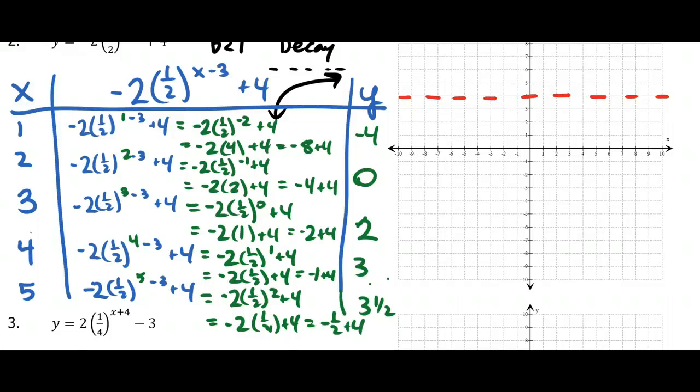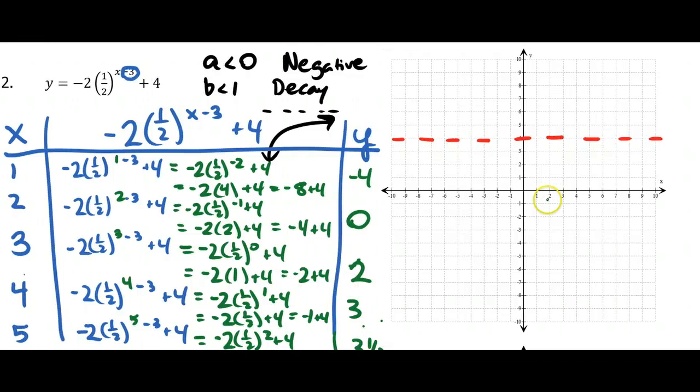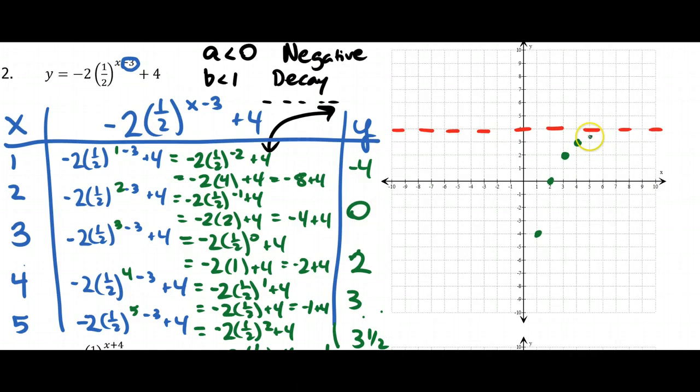Okay, but those are the 5 points you should get, and now I'm going to plot each of those points on my coordinate plane up here. Starting out with 1, negative 4, then 2, 0, 3, 2, 4, 3, and then 5, 3.5.